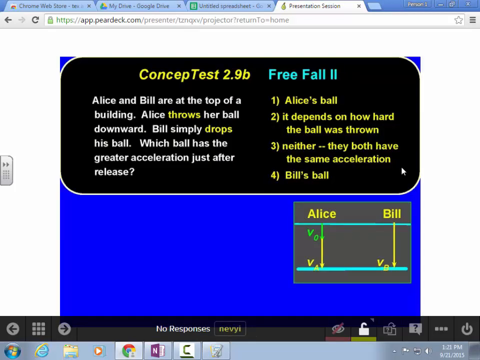What'd you say? All right, so which ball has a greater acceleration? Looking at this. Alice throws the ball downward. Bill simply drops it. Which has a greater acceleration just after the release? Ooh, excellent.